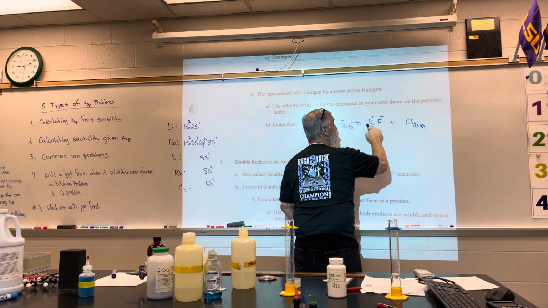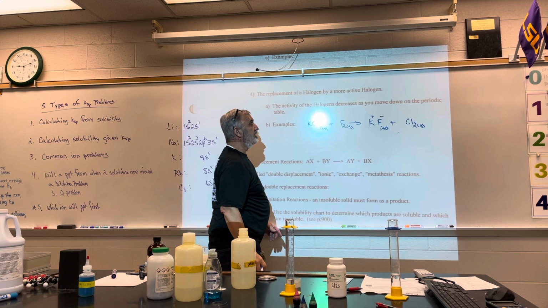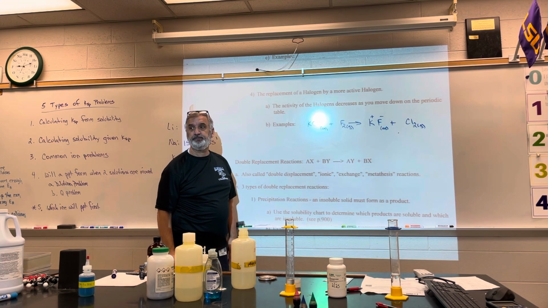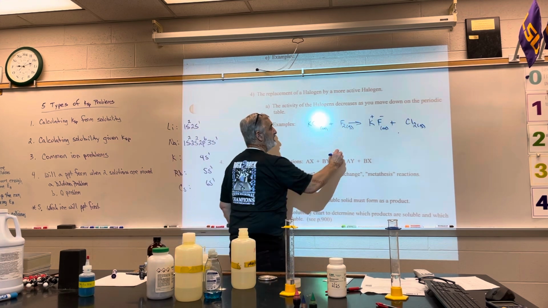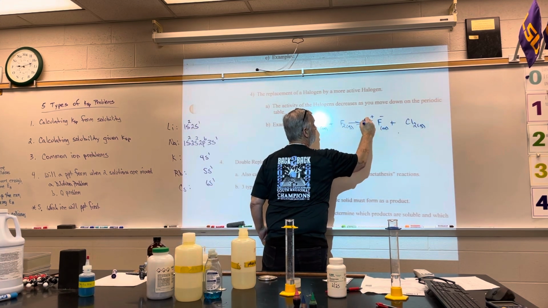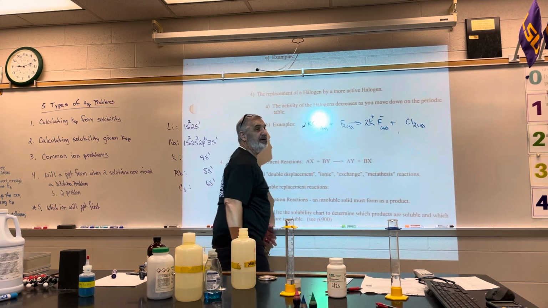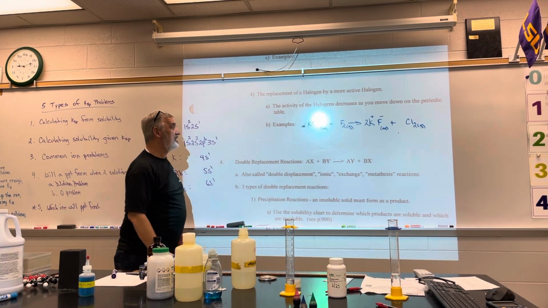Now this is an alkali metal, so I know it's going to be aqueous. I have to balance it. How do I balance it? I need 2 F's, so I put a 2. I need 2 K's, that gives me 2 Cl's, but there I have 2 Cl's. Okay?